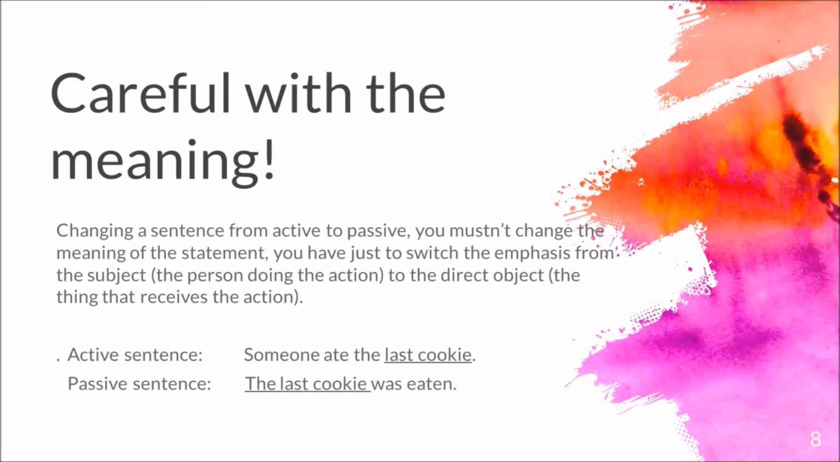It is very important to be careful with the meaning. Changing a sentence from active to passive, you mustn't change the meaning of the statement. You have just switched the emphasis from the subject to the direct object. Like, someone ate the last cookie is the sentence in active. The last cookie was eaten. Now we have changed the emphasis from the subject, someone, to the object, that the last cookie was eaten.